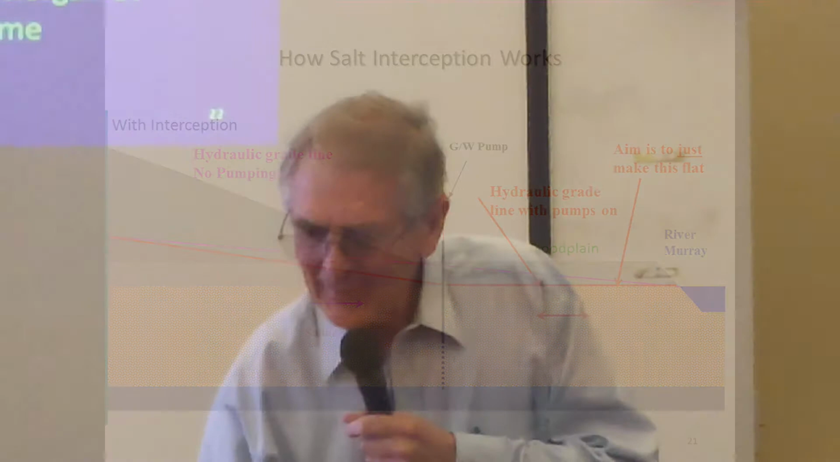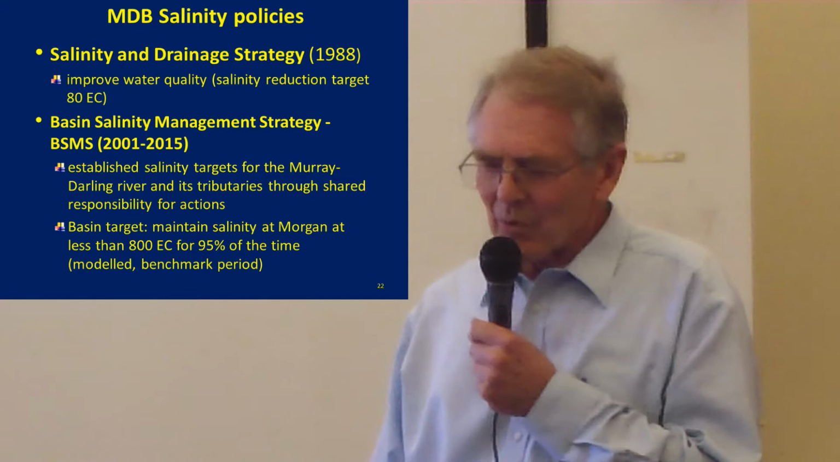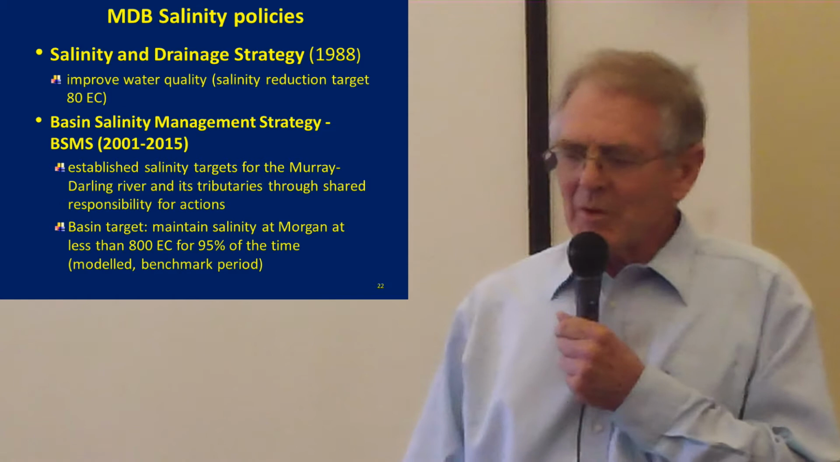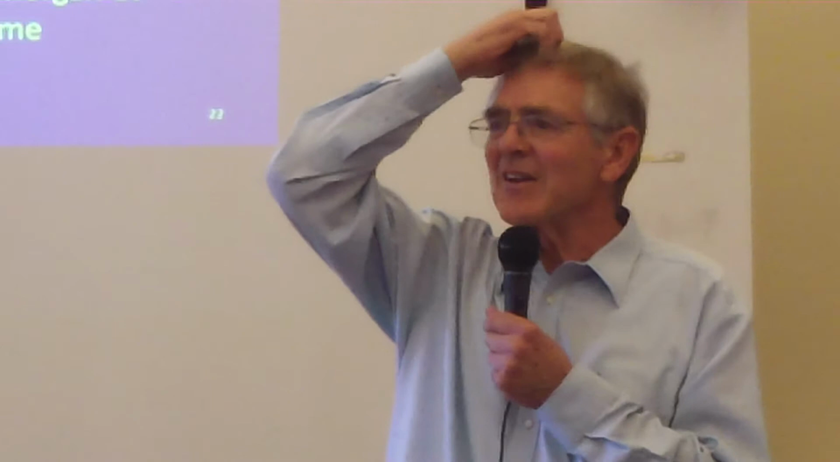So the salinity drainage strategy from 1988 pushed ahead with that sort of scheme. A number of them were introduced, and they gained a salinity reduction of 80 EC. And that was succeeded in the year 2000 by a more sophisticated one. The problem was one of equity. The states said, who's gaining out of this? Are we getting our value for money, or is someone else gaining at our expense?